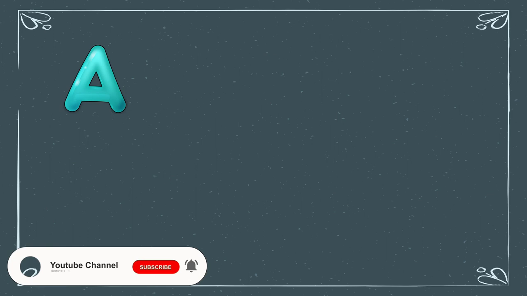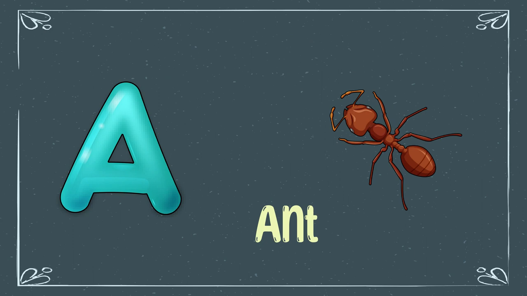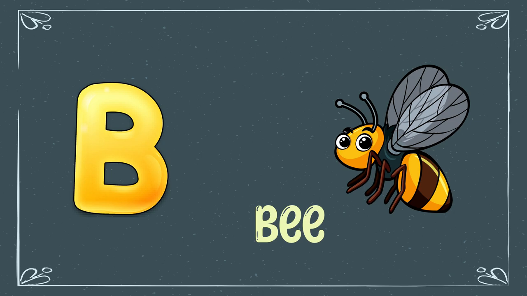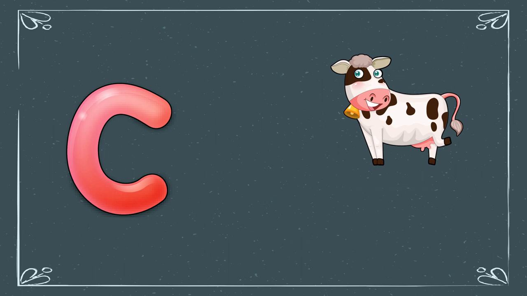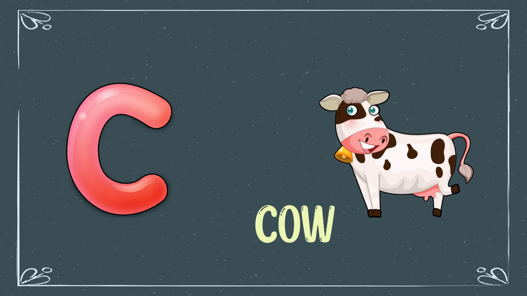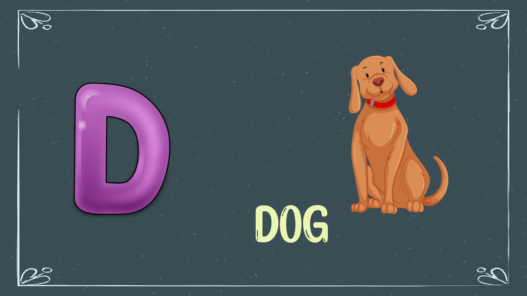Listen A to Z alphabet. A for ant. A, N, T, ant. B for bee. B, E, E, B. C for cow. C, O, W, cow. D for dog. D, O, G, dog.